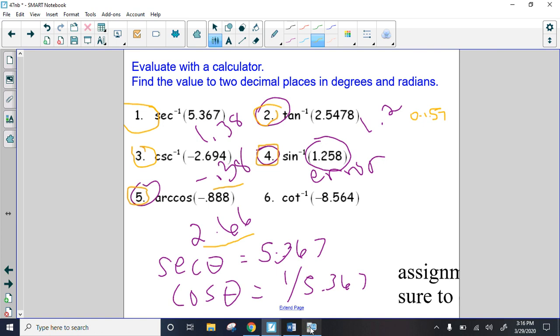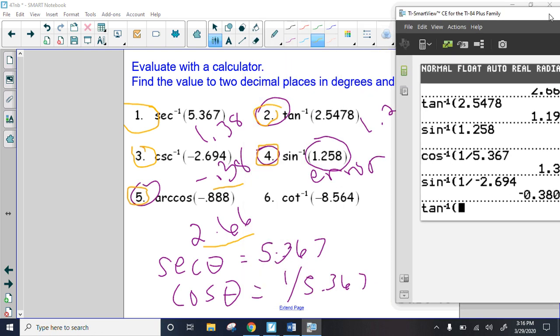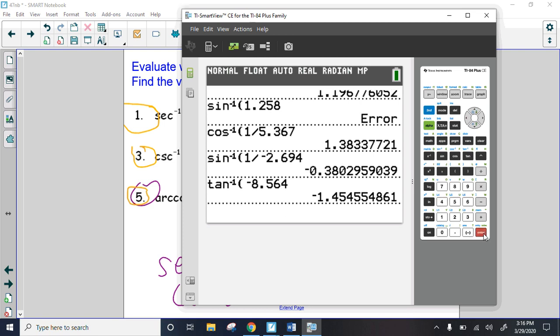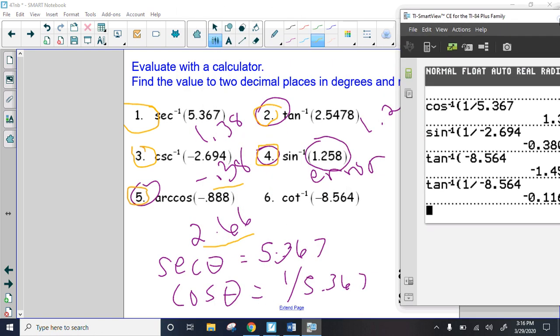All right, now let's look at the hardest type, cotangent when it's negative. So I'm going to do inverse tangent of negative 8.564. All right, let's look at this guy. Ooh, sorry, my fault. I had to do 1 divided by, right? So second tan 1 divided by negative 8.564. Okay, so the angle is negative 0.117.